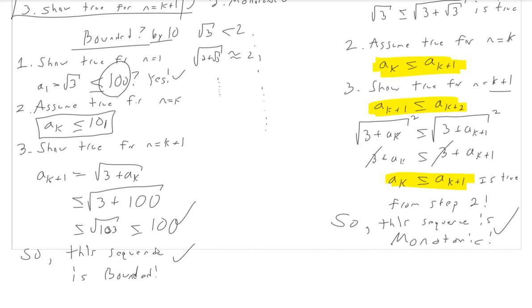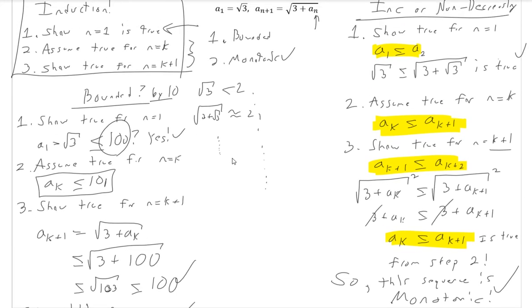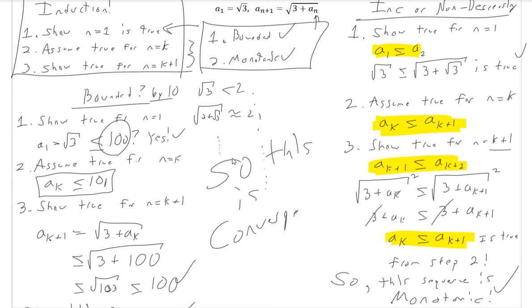Could have really chosen any number that's above whatever it goes to, whatever the limit is. Notice I didn't even solve for what the limit is. I don't know what it is. All I know is that it does exist, because we have now that it is bounded and monotonic, so this is convergent. As long as I have those two things, that's all I need.